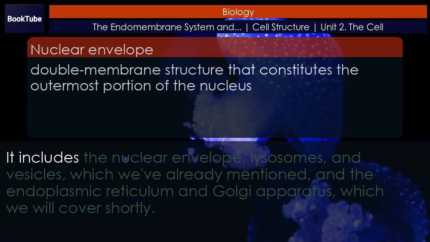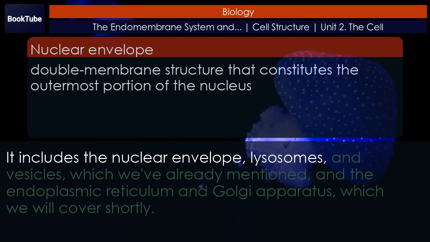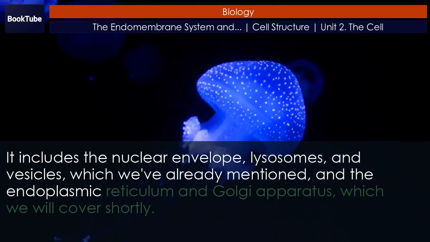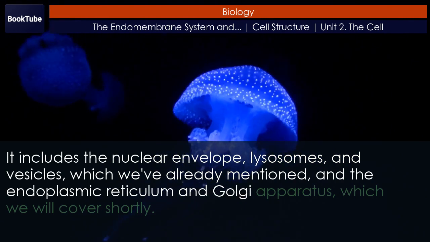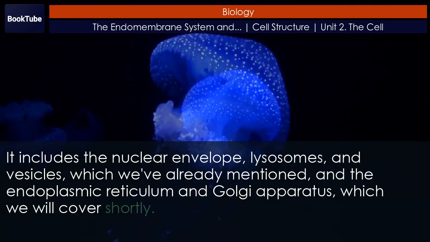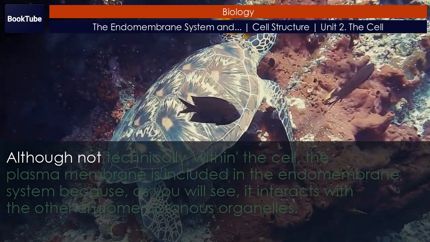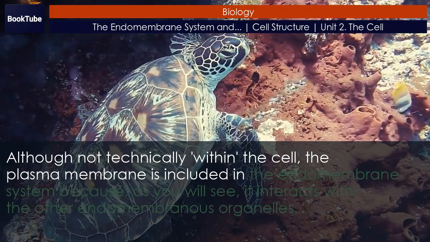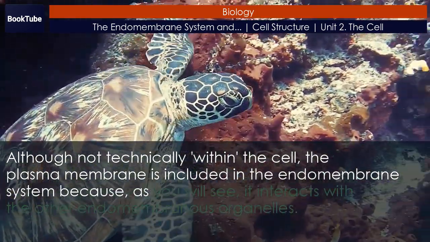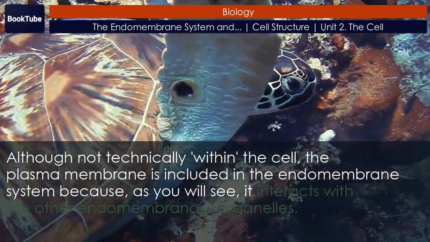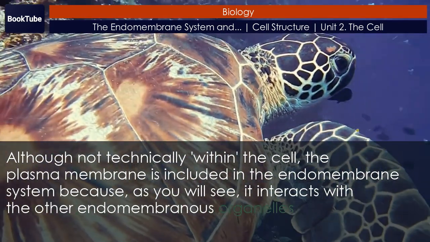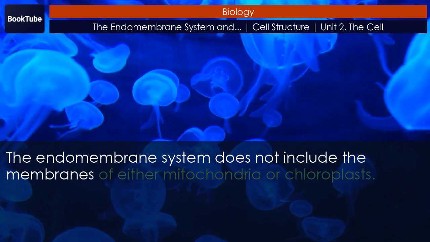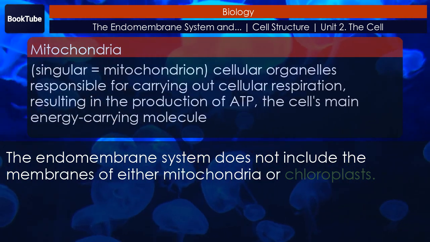It includes the nuclear envelope, lysosomes, and vesicles, which we've already mentioned, and the endoplasmic reticulum and Golgi apparatus, which we will cover shortly. Although not technically within the cell, the plasma membrane is included in the endomembrane system because, as you will see, it interacts with the other endomembranous organelles. The endomembrane system does not include the membranes of either mitochondria or chloroplasts.